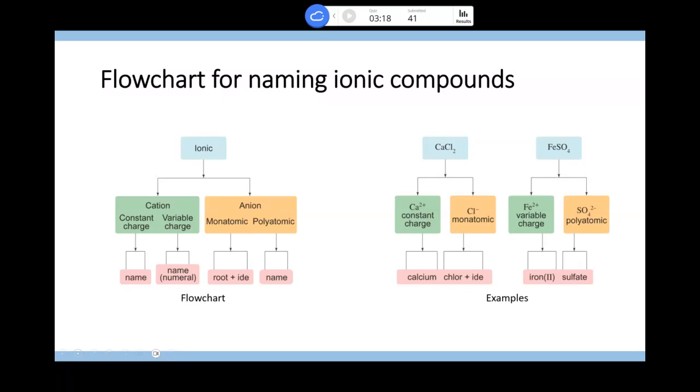Now, we can tell the charge of the cation that has varying charge by looking at the anion. So if this is SO4, and iron and SO4 are in a 1-to-1 ratio, SO4 has a -2 charge, then iron better have a +2 charge to cancel that out and make it a neutral compound. So that's how we know it's iron 2.